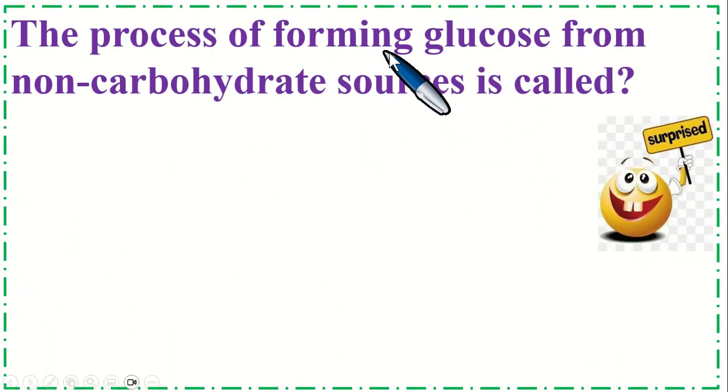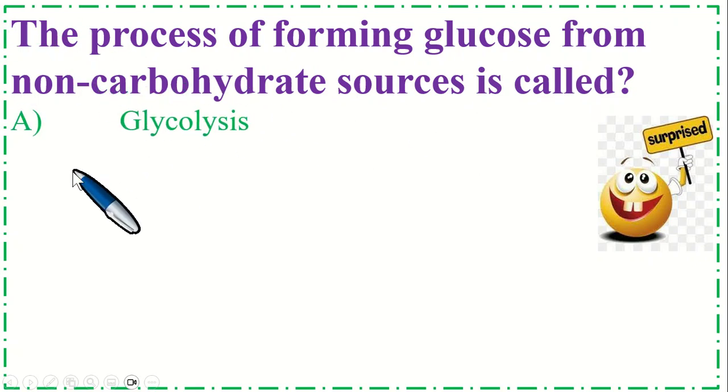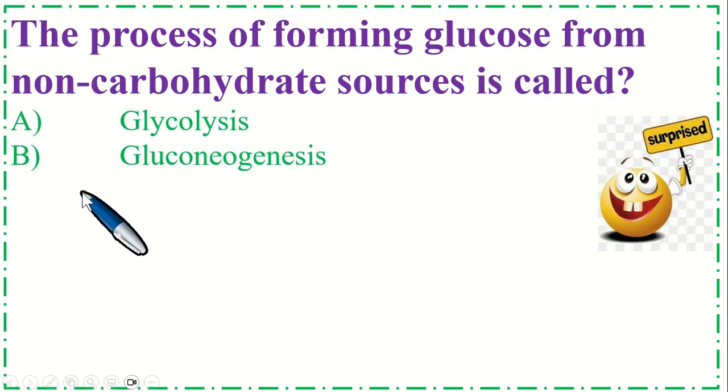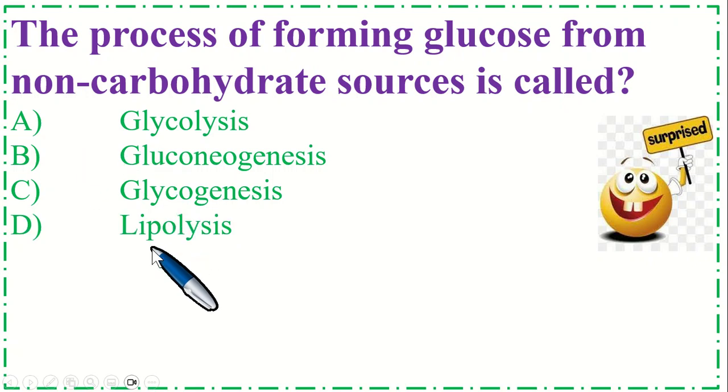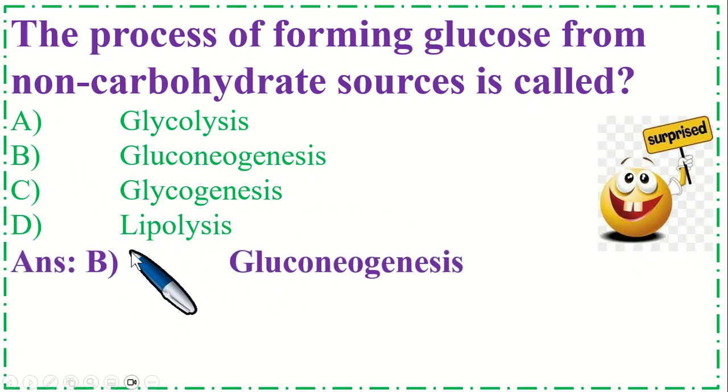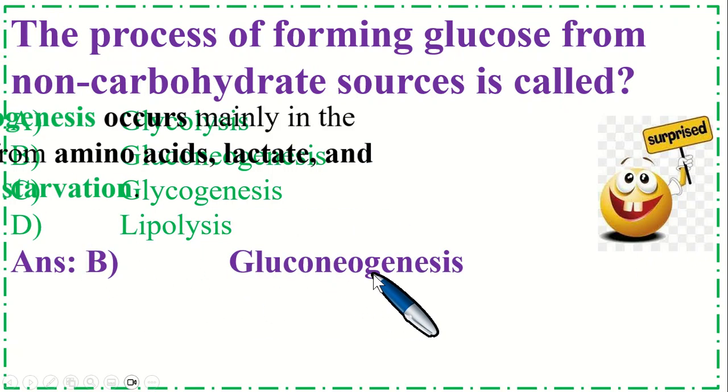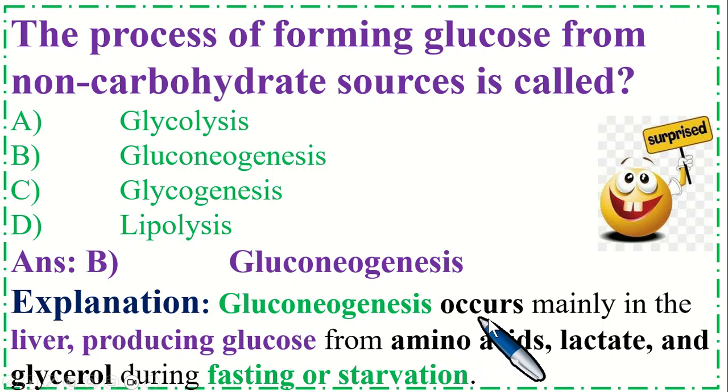The process of forming glucose from non-carbohydrate sources is called option A, glycolysis, B, gluconeogenesis, C, glycogenesis, and option D, lipolysis. So the correct option is B, gluconeogenesis. Gluconeogenesis occurs mainly in the liver, producing glucose from amino acids, lactate, and glycerol during fasting or starvation.